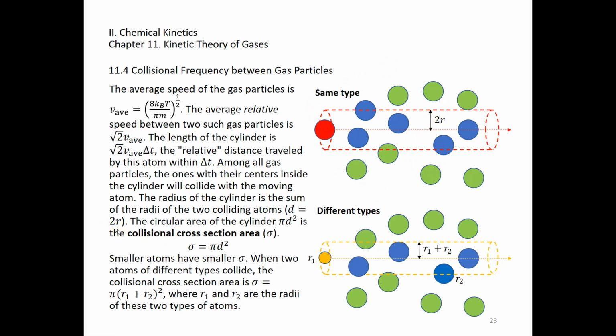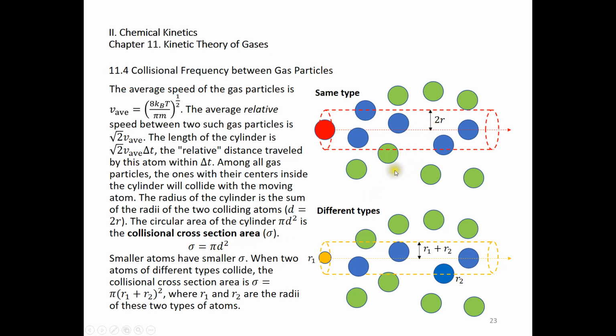Later we'll see if we have two different types of particles. The radius of the cylinder is going to be the sum of the radius of type 1 plus the radius of type 2. We can also calculate the area of this cylinder, which is just pi d squared, and this d is just 2r. This circular area of the collision cylinder is called collisional cross-section area, denoted by sigma. So sigma is pi d squared, and d in this case is 2r.